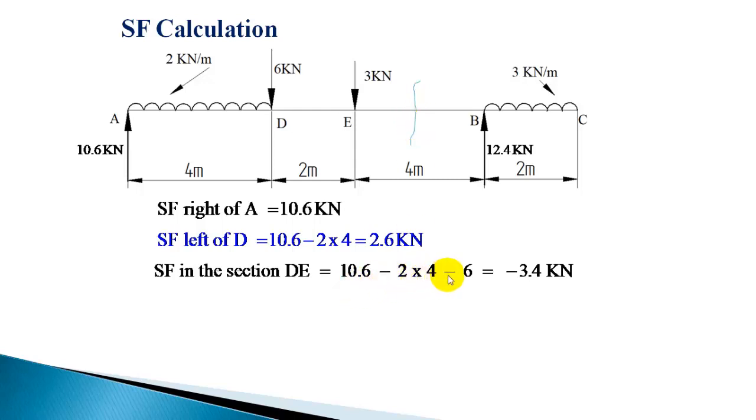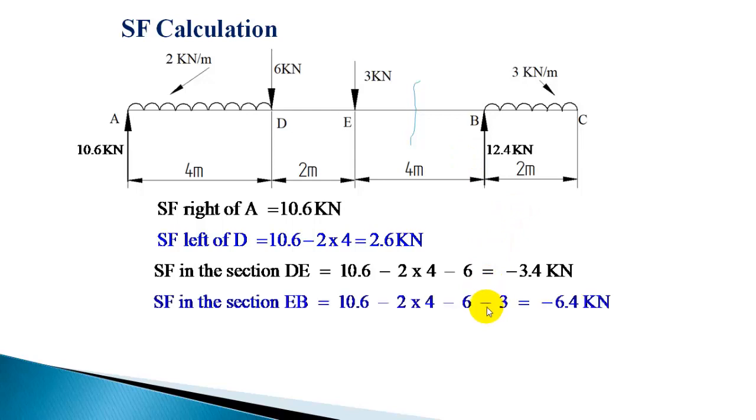But this summation is already there. We have already done that summation for the previous section, and when you move to the next section you have to only subtract 3 because it's a downward force. Subtract 3, which will give the shear force for this section as minus 6.4. So that is 10.6 minus 8 minus 6 minus 3, or minus 3.4, this value is minus 3.4. You already know that minus 3 gives minus 6.4.